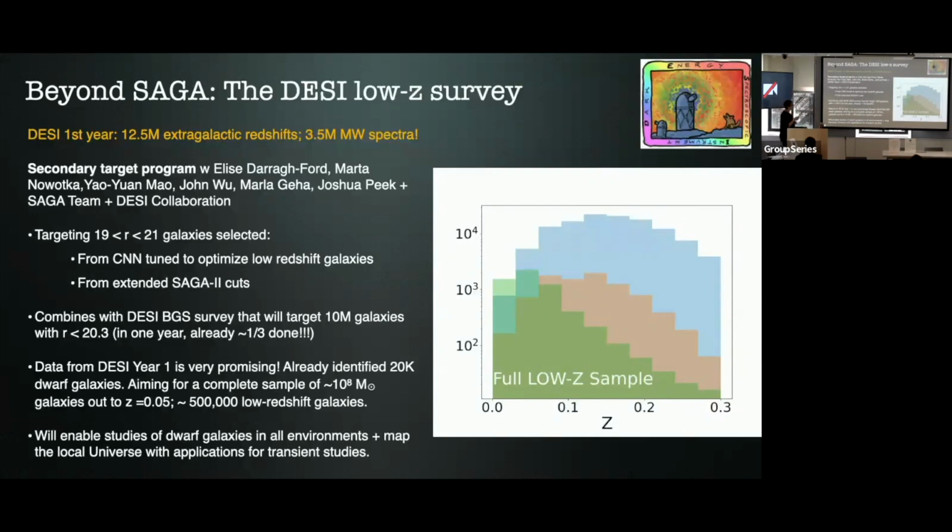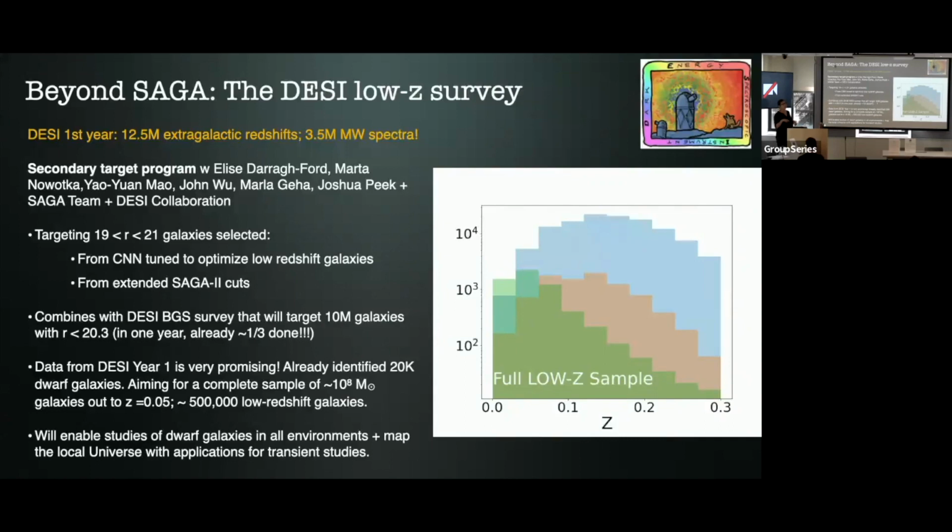So I put in a proposal for a secondary target program to really focus on these very low redshift galaxies. We use the SAGA data as a training set to figure out how to detect these things. We're looking for galaxies from -19 to -21, similar to SAGA, and really trying to optimize getting as many galaxies at redshift less than 0.03 as we possibly can. There's a bright galaxy survey that is targeting galaxies mostly down to 19.5 and a little bit down to 20.3. It's already a third done in the first year. DESI is working even better than we expected. The throughput is amazing. They brought down the time per pointing, it's just incredible. And our technique is working really well. We have a technique with the CNN, which gets us a sample that peaks at about 0.1.